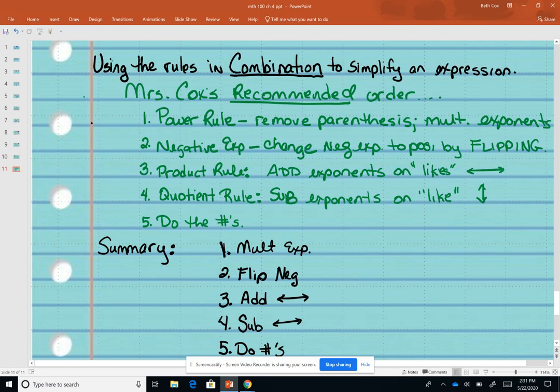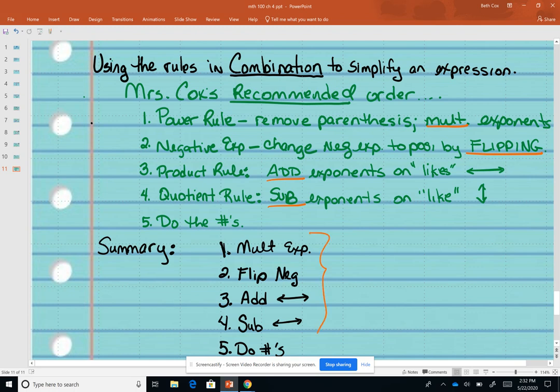All right. Now, just quickly, we're going to look at some combinations. We're going to take another video in just a few minutes to do the combinations. And we are going to go back over each one of these rules. Power rule, you multiply the exponents. Negatives, we flip. If you're multiplying, you're going to add. If you're dividing, you're going to subtract. And then we're going to do the numbers.